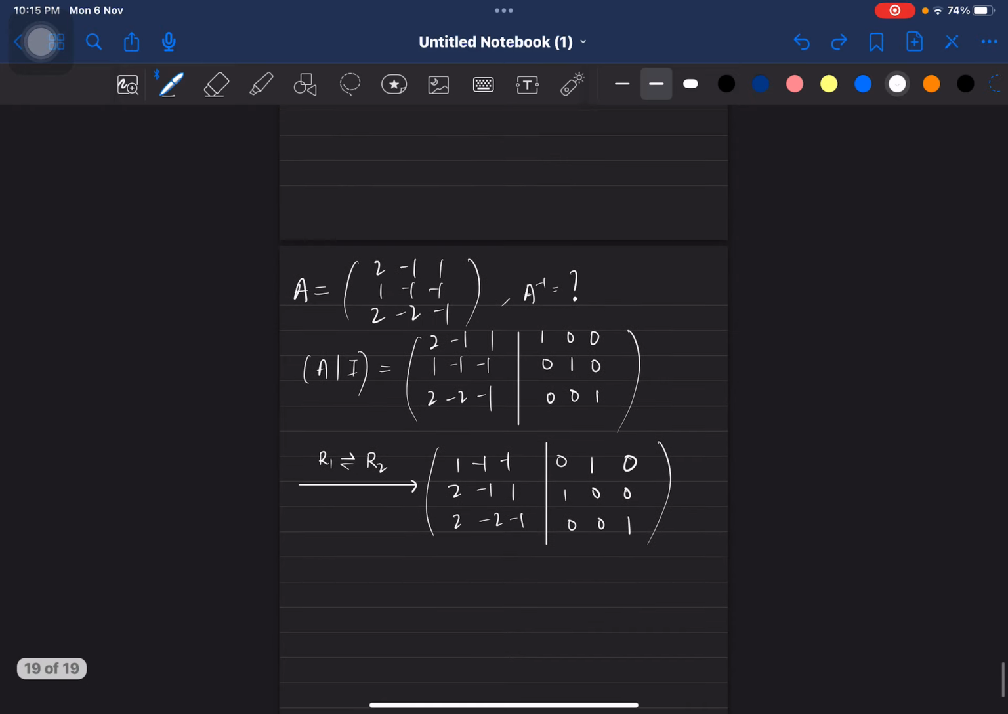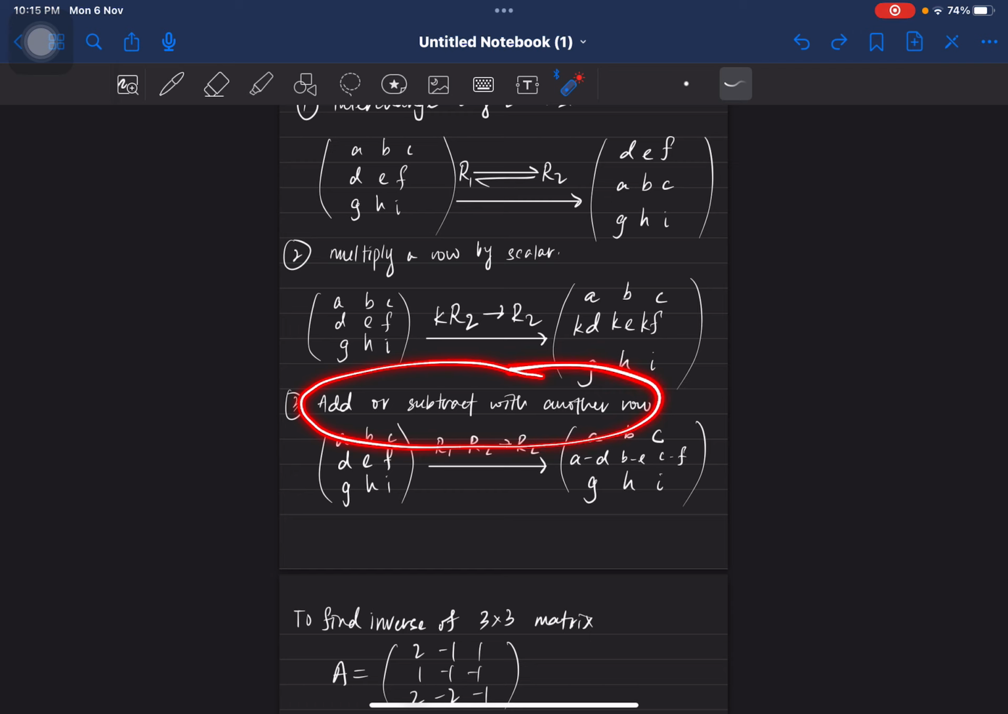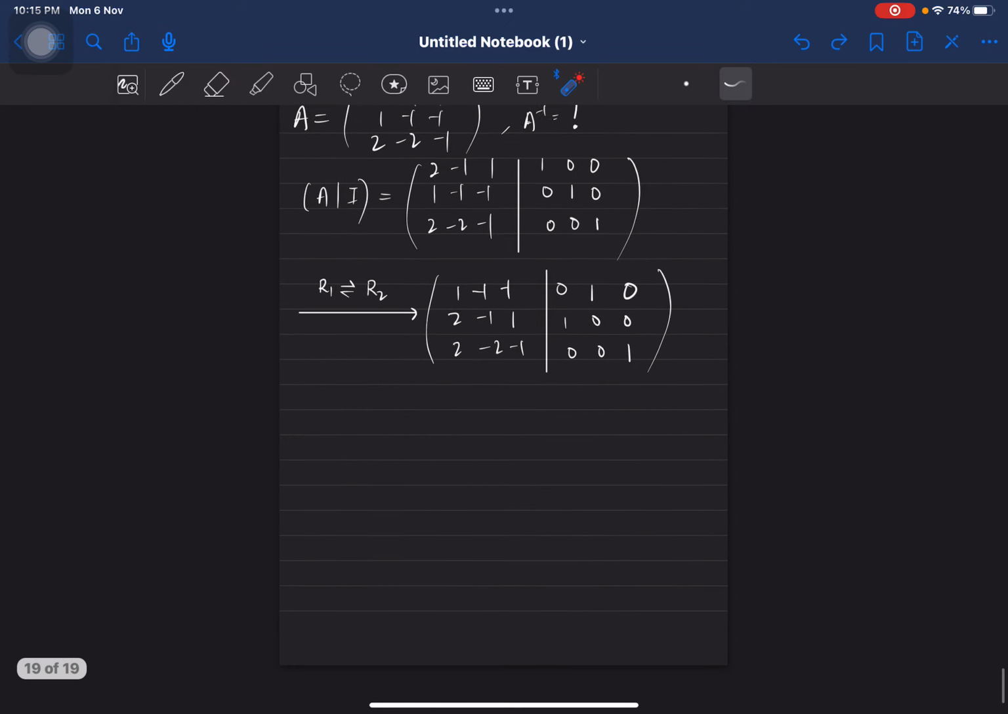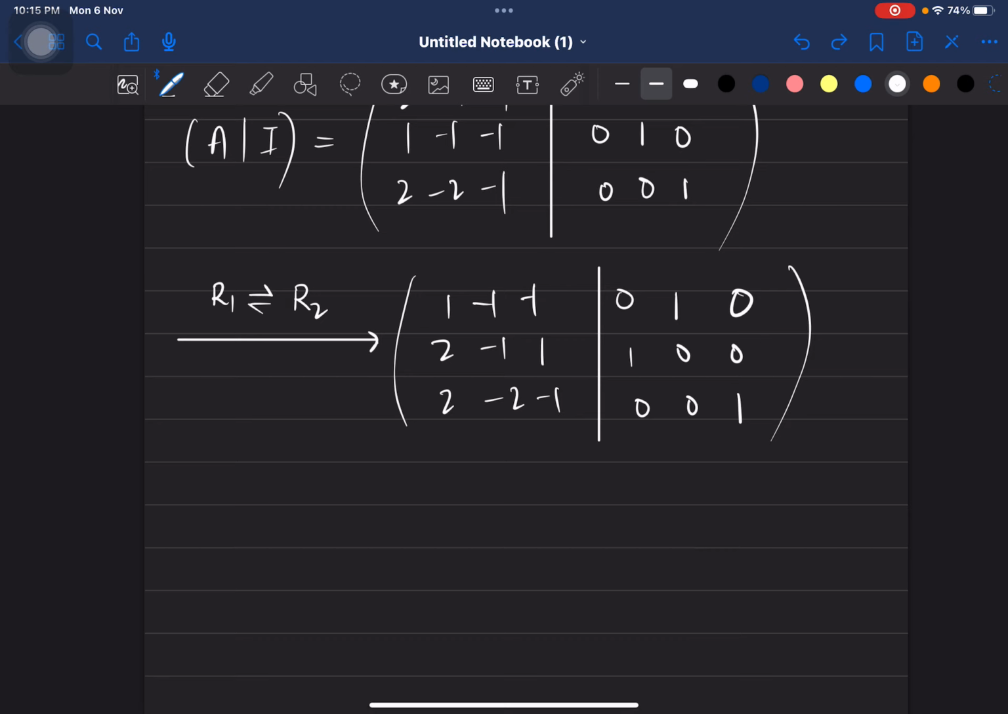So why not we go and subtract? We can add or subtract with another row, right? We can do this both at the same time. Multiply a row by a scalar and add or subtract with another row. So you see, what I do is, first, I will multiply. Okay, I will decide to use row 2 to minus off row 1. But the row 1, I multiply by 2. Why I need to do this? Because I want to get 0 here.